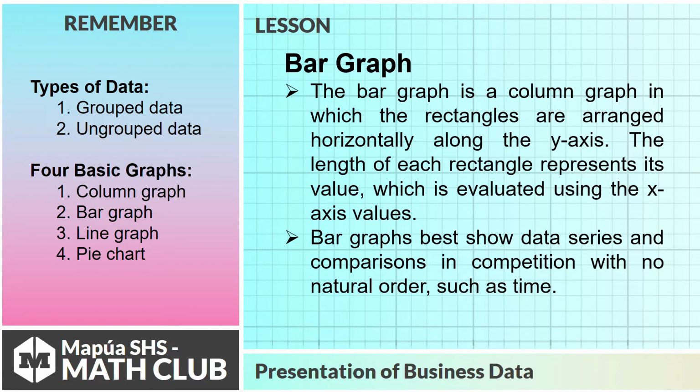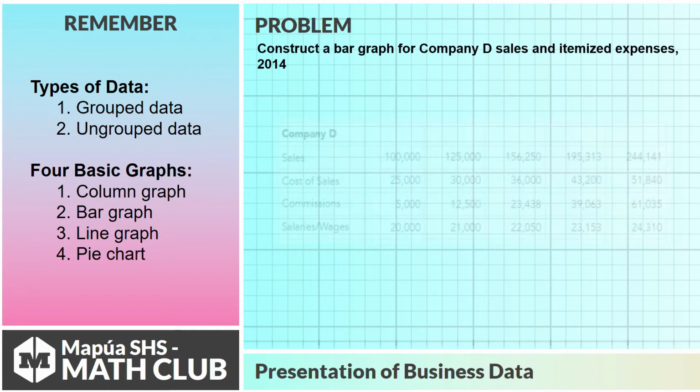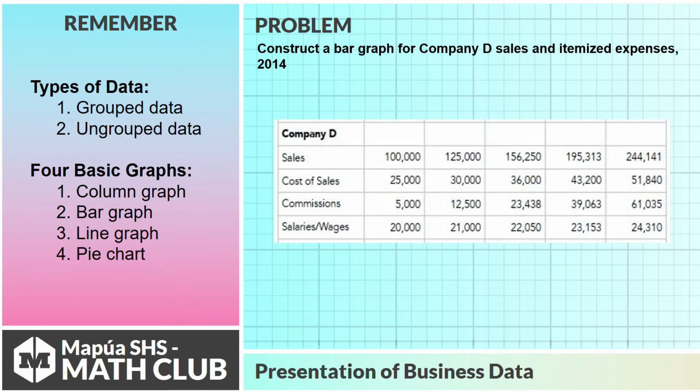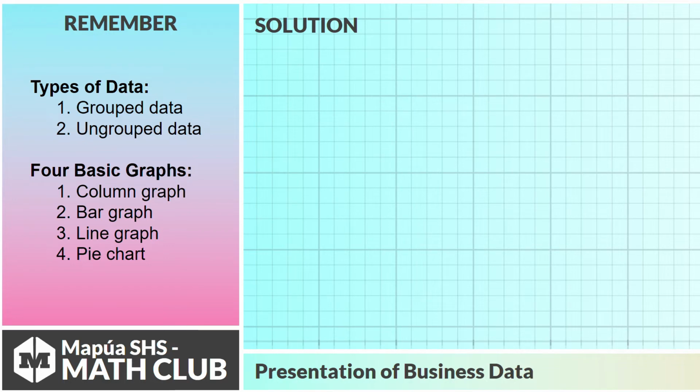So using this set of data, construct a bar graph for Company D's sales and itemized expenses for the year 2014. After inputting the needed information, our graph should look like this.